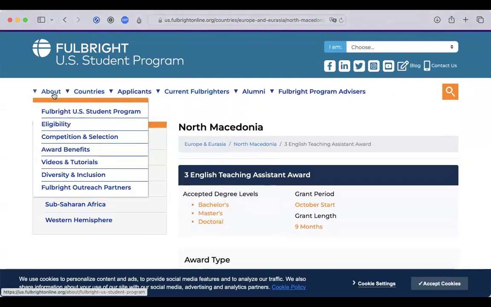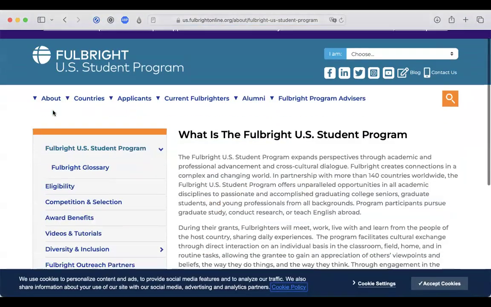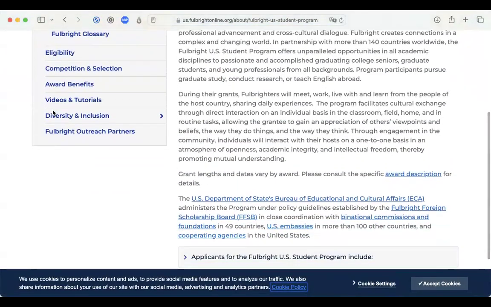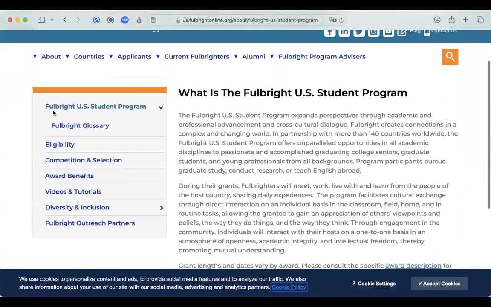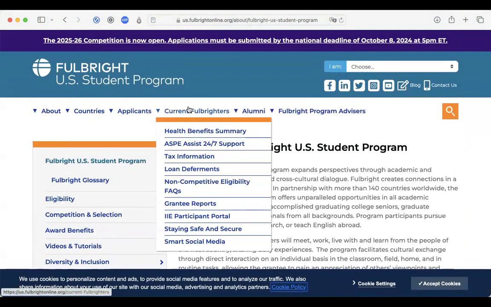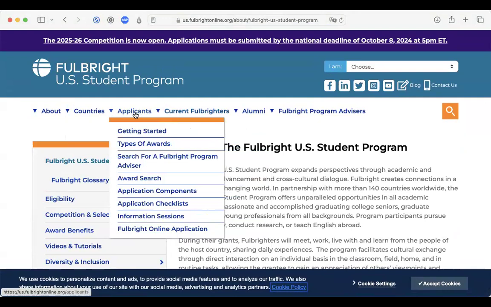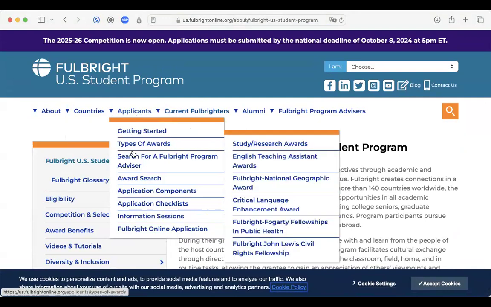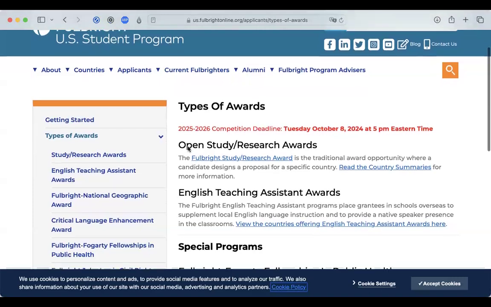Now, if we're looking at the different Fulbright awards here, we have a variety of selections, but the ETA is really kind of a category in itself, and you have to pick whether you're applying for the main Fulbright U.S. student program or one of the other ones. So you can apply for the U.S. student program's regular stream and the English teaching assistants in the same year. But let's take a look at this types of awards page.